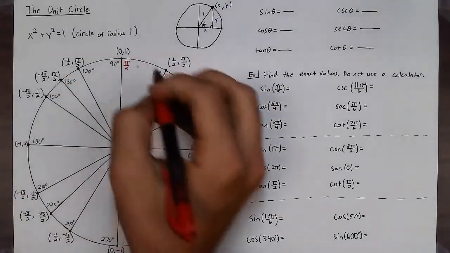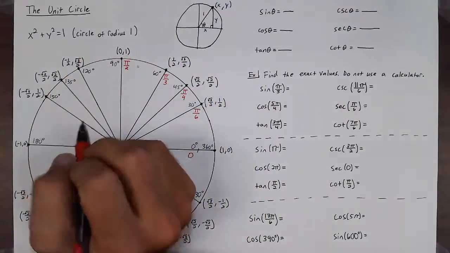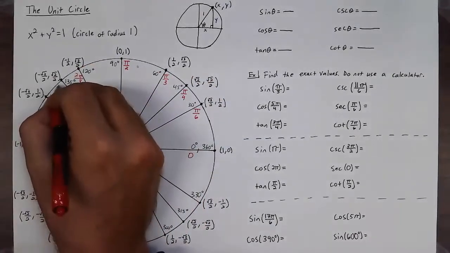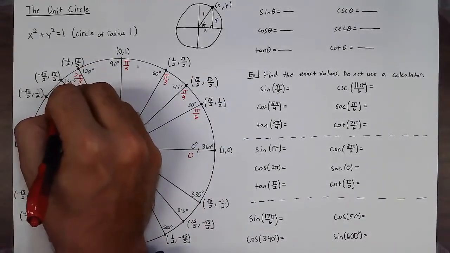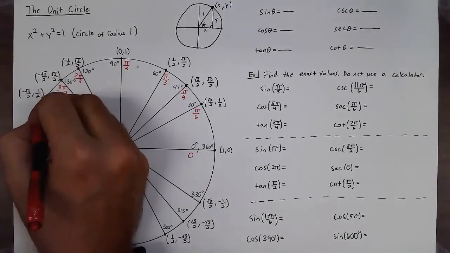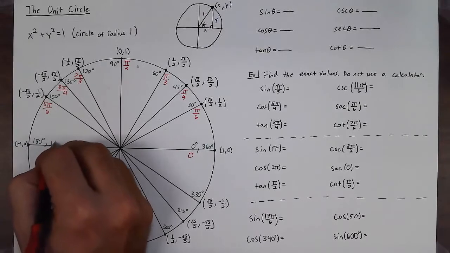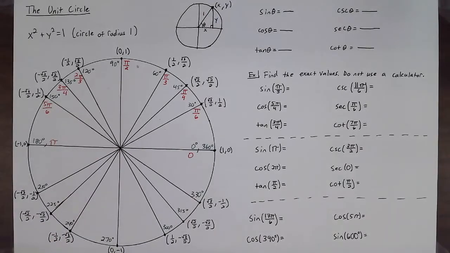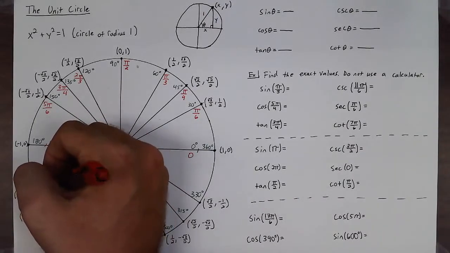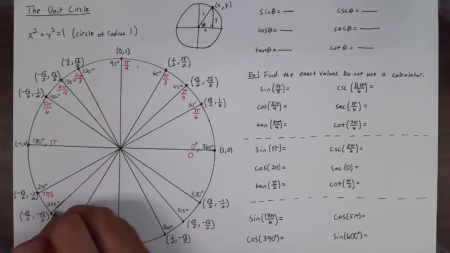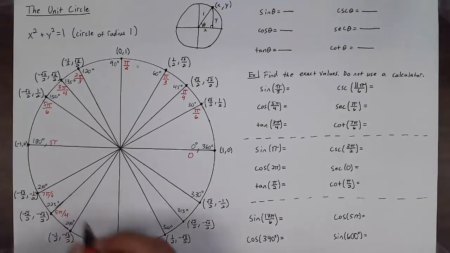Continuing this pattern, 120 into radians is 2 pi over 3. 135 is 3 pi over 4. 150 is 5 pi over 6. And 180 degrees is pi radians. Again, 210, that's going to be 7 pi over 6. 225 will be 5 pi over 4. 240 degrees would be 4 pi over 3.